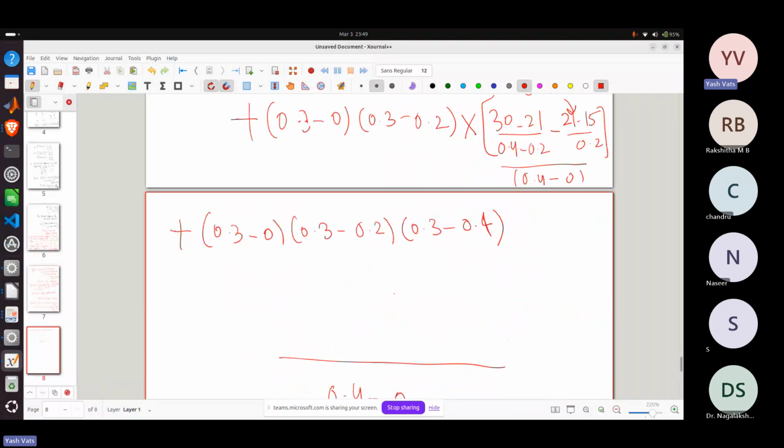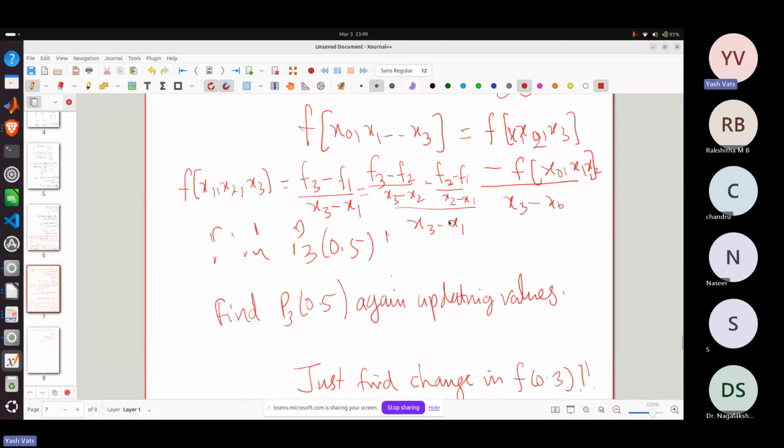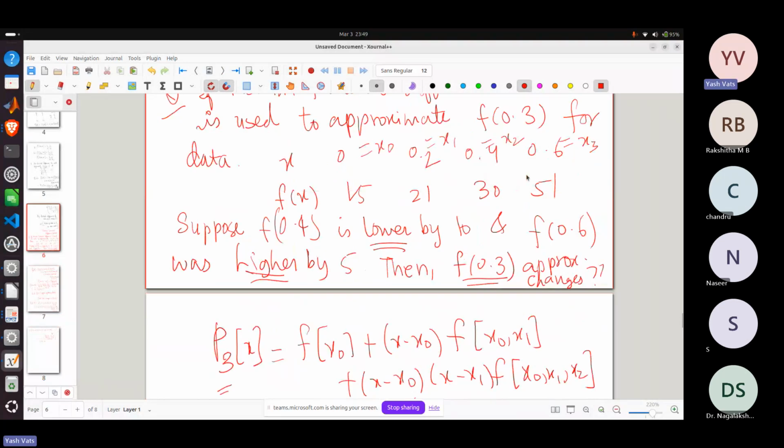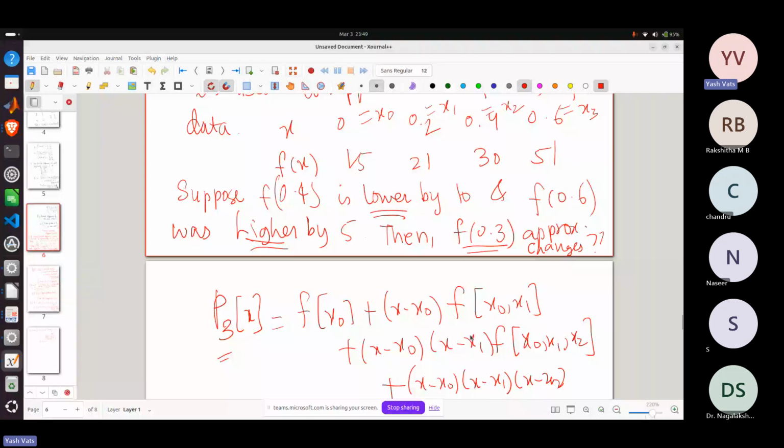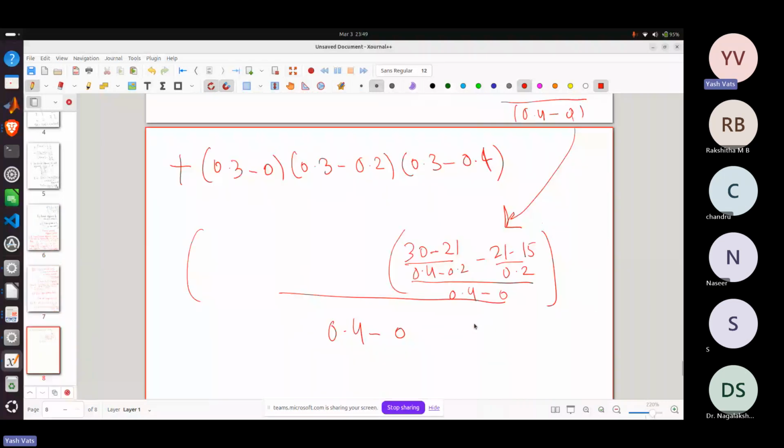And you put directly this one over here, whatever is this value: 30 minus 0.4 minus 0.2 minus 21 minus 15 divided by 0.2 and 0.4 minus 0. And the other thing I put here is this expression. So f3 is basically your 51, and 51 minus 30. Okay, so 51 minus 30.4 minus 0.2, is that 0.3?